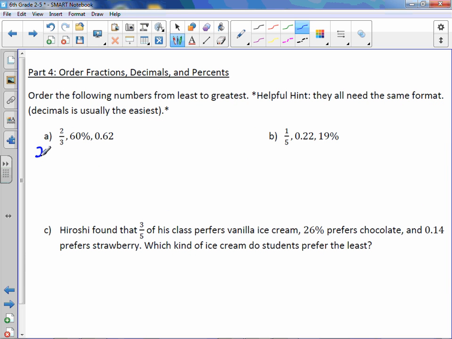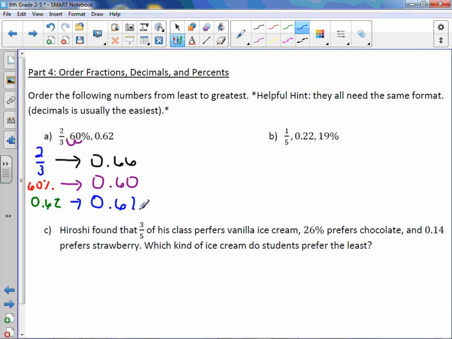I'm going to list them like I did before. So 2/3, and then we have 60%, and then we have 0.62. And let's change those all to decimals. 2/3 we know to be 0.66. 60%, we can use our trick and move the decimal point 2 to the left. So it's 0.60. And 0.62 is a decimal, so 0.62 stays the same.